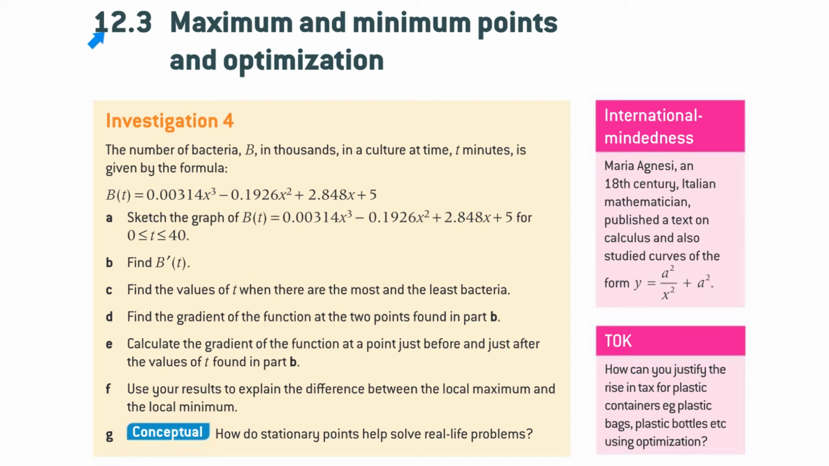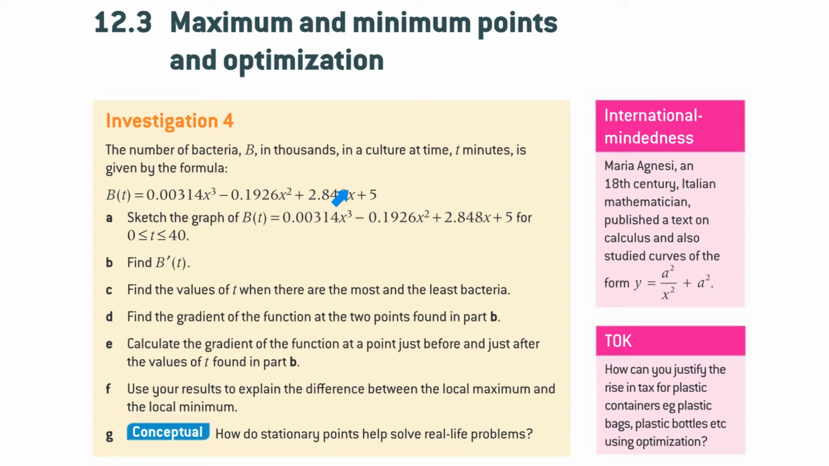Okay, this is from our textbook. It's chapter 12, section 12.3, maximum and minimum points and optimization. Well, the first part is maximum and minimum points. It starts with the investigation 4. The number of bacteria B in thousands in a culture at time t minutes is given by the formula.